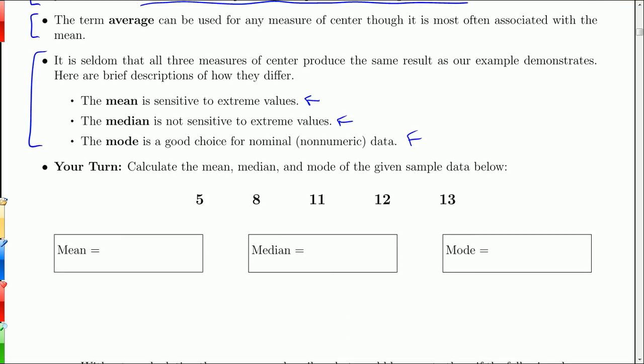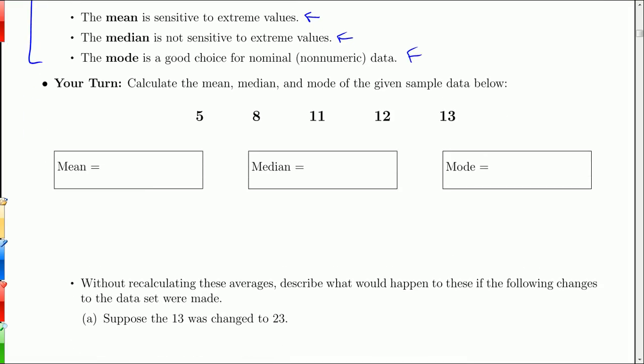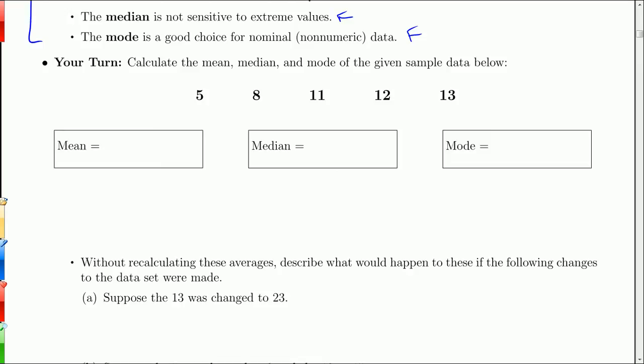All right, so we come to some sample data here, your turn. So we have 5, 8, 11, 12, and 13. And I want you to calculate the mean, the median, and the mode. Right? So the mean, it's called sample data, so I'm going to find the sample mean, which is, the formula is the same, but I'm just using slightly different notation. It's the sum of the x's over the sample size, right?